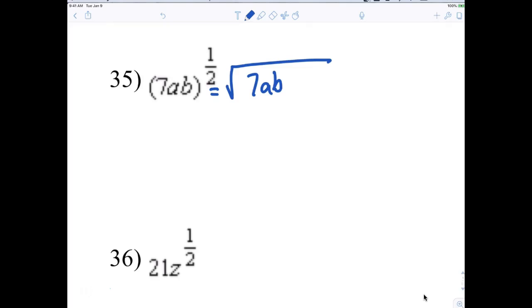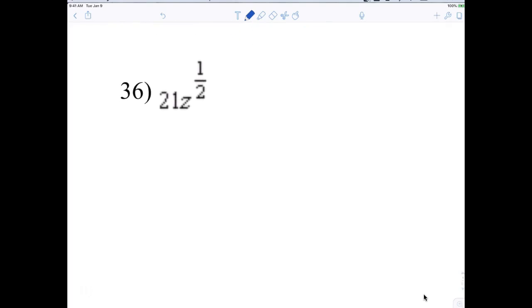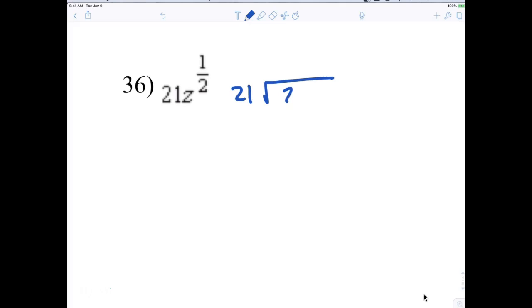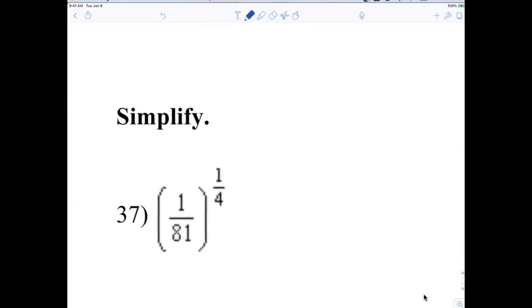All right, now 36. You got to be careful on this one. 21. That's right. And z square root. Right? The 21 is not under the radical this time. Why is it? Because it's not in parentheses. Oh, and it has the z. This 21 is to the first power. Oh, okay. All right, Vivian.